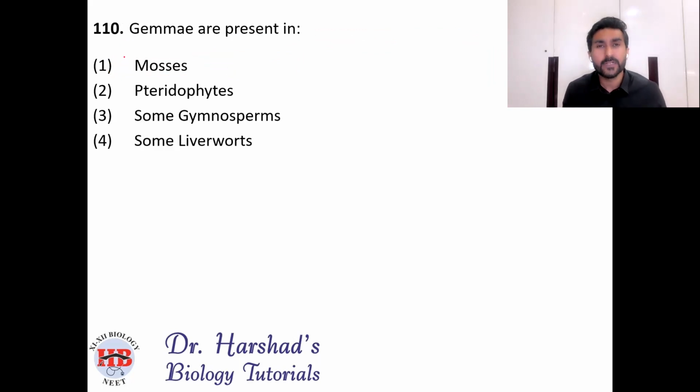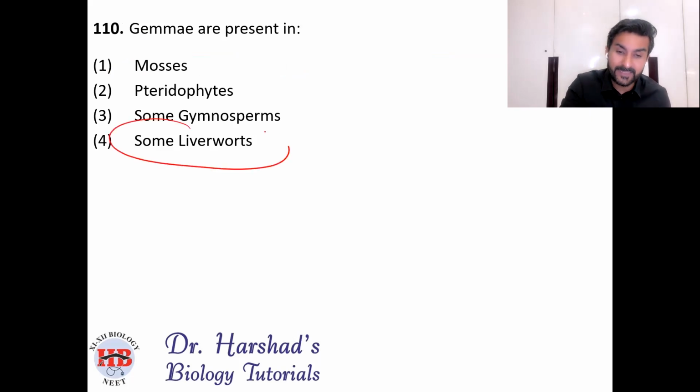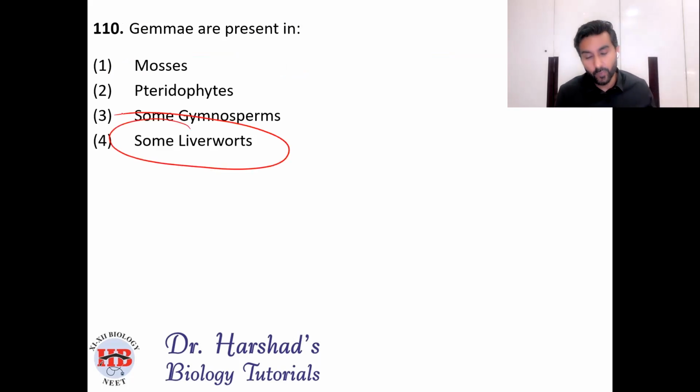Gemmae. Gemmae are buds which are present in cups called gemma cups, and this is something found in liverworts. So liverworts would be the answer for this, which comes under Bryophyta.